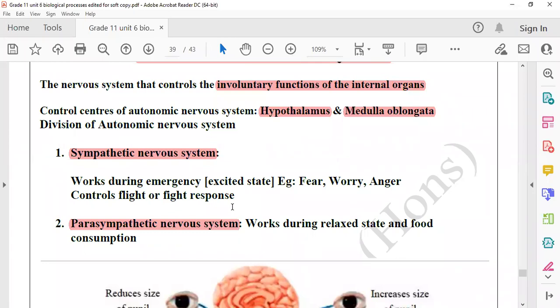Parasympathetic nervous system. When you are in excitement, excitement can be different. It can be worry, it can be anger, it can be fear, correct? All these are excitement. When you are excited, you will be stimulating the sympathetic nervous system. When you are cool, you will be stimulating the parasympathetic nervous system. Clear?